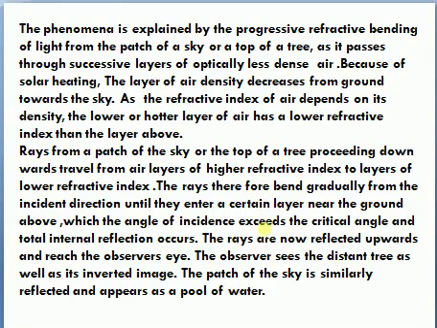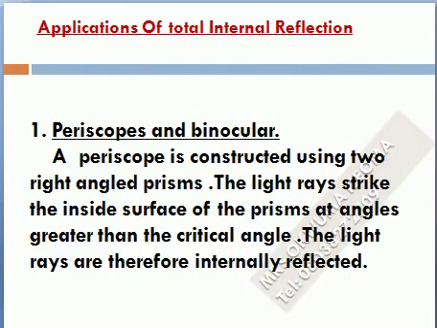Now the rays are reflected upwards and reach the observer's eye. Now the observer sees the distant tree as well as its inverted image. The patch of the sky is similarly reflected and appears as a pool of water. So you are seeing that patch of sky that was reflected, and it comes to the observer's eye as if it is a pool of water. So that is how mirage is formed.